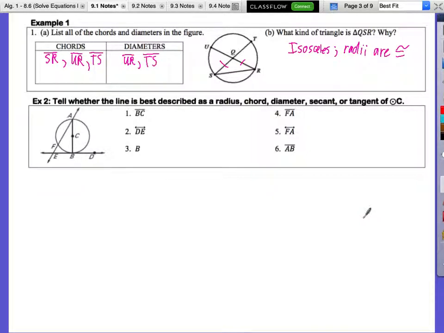Kaylee, are you wanting to help on example 2? What do you want me to do? I was going to... never mind.